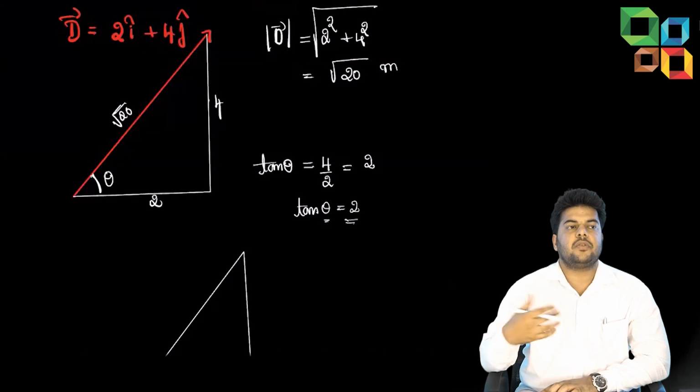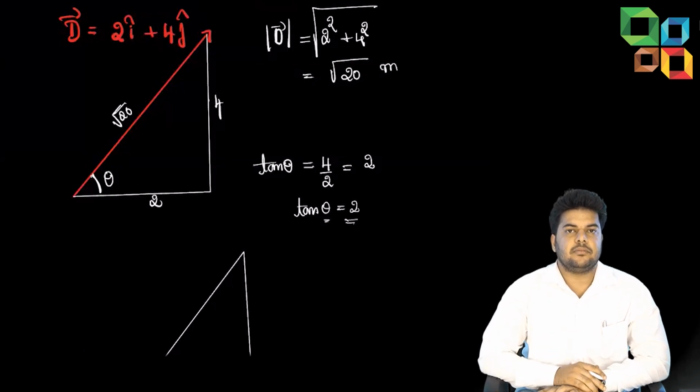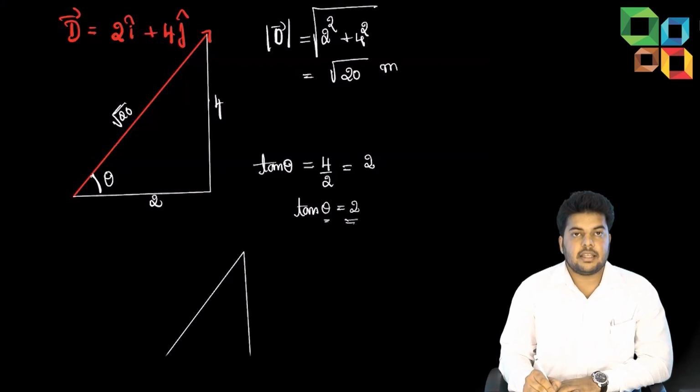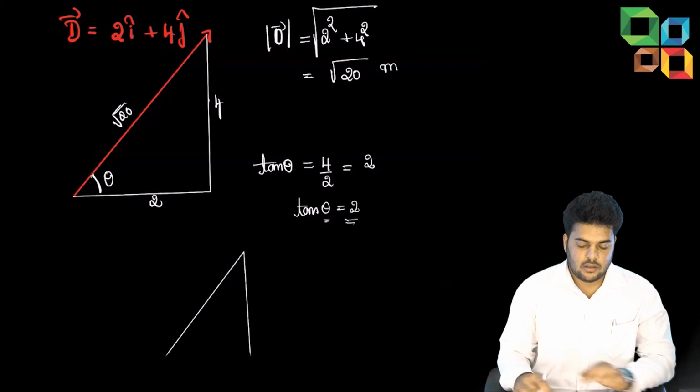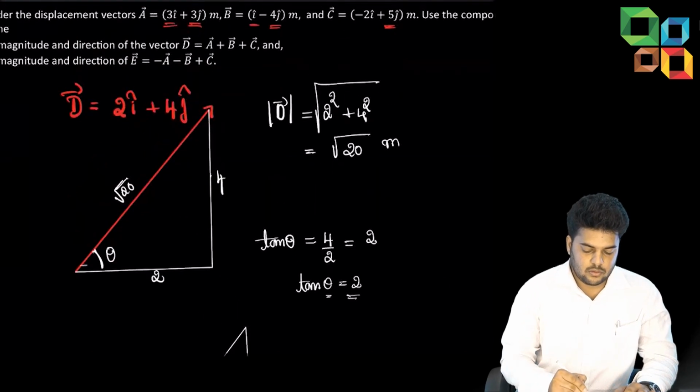Right? What's the next ratio that you know? What is tan 60? Root 3, isn't it? So I can guess now.